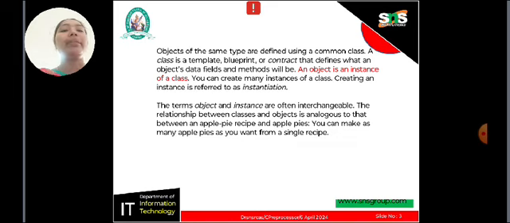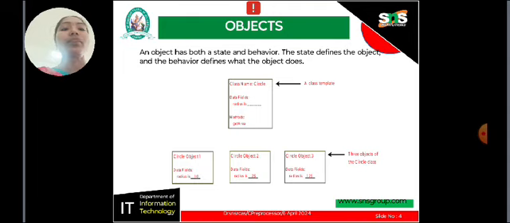You can create many instances of a class. Creating an instance is referred to as instantiation. The terms object and instance are often interchangeable. The relationship between a class and an object is analogous to that between an apple pie recipe and apple pies. Next we are going to see about objects.